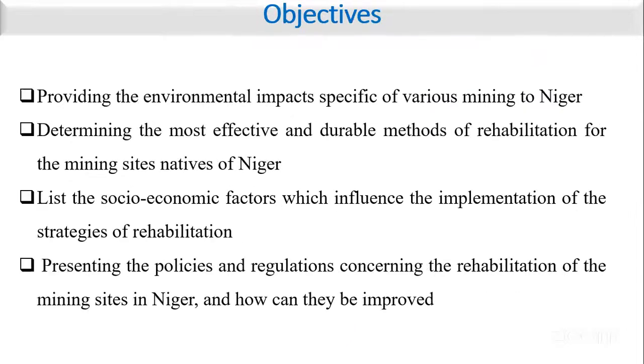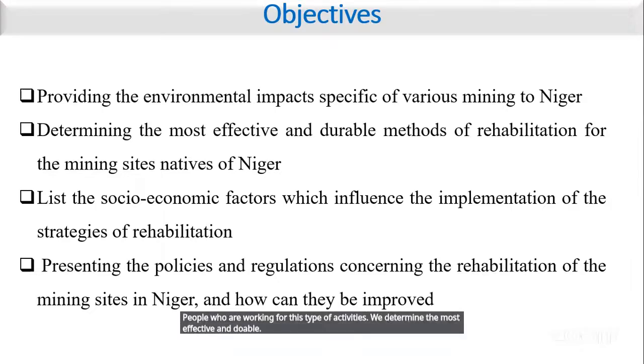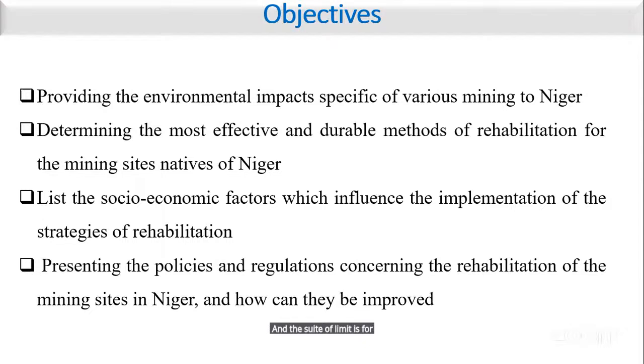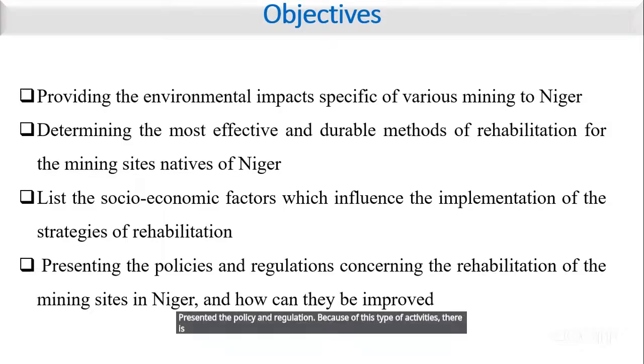For today's objectives, we conducted a survey with people who work in this type of activity. Then, given the environmental impacts of various mining methods, we determine the most effective and suitable methods for application, the socio-economic factors, and the policy and regulation. Because of this type of activity, there is no regulation. They are doing these activities inappropriately.